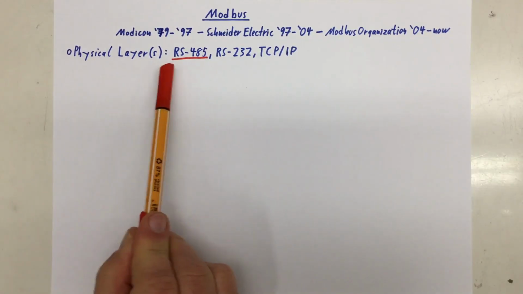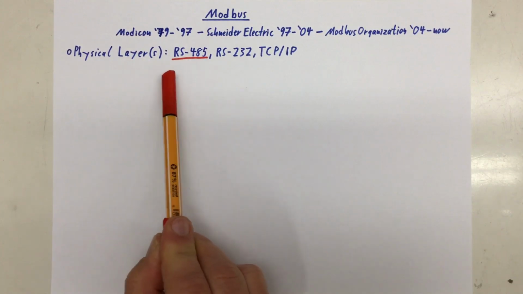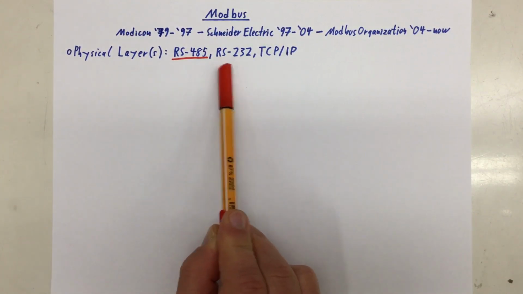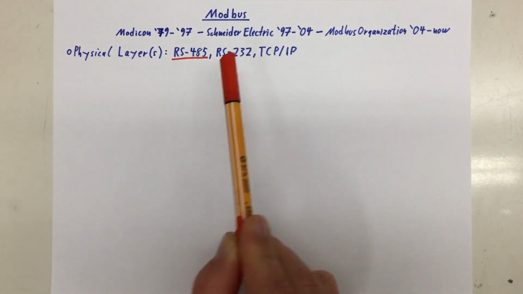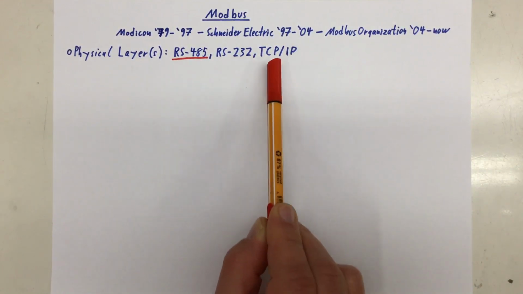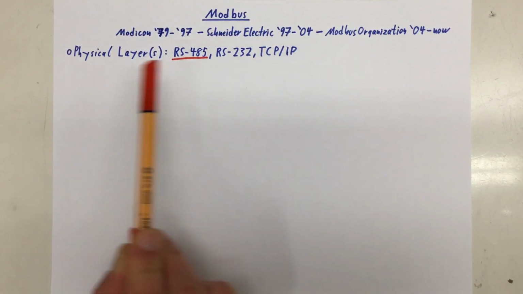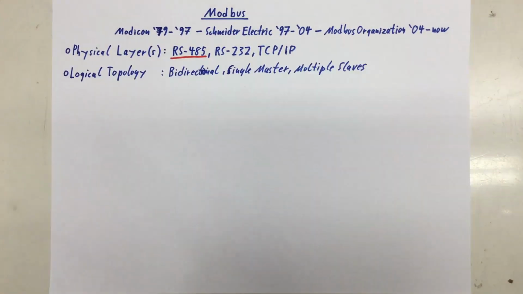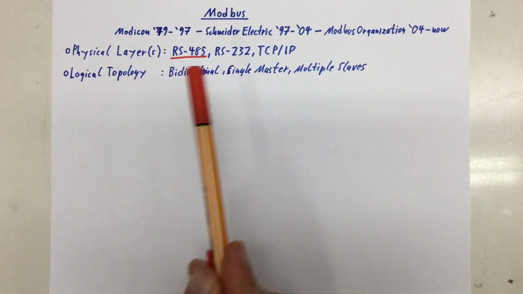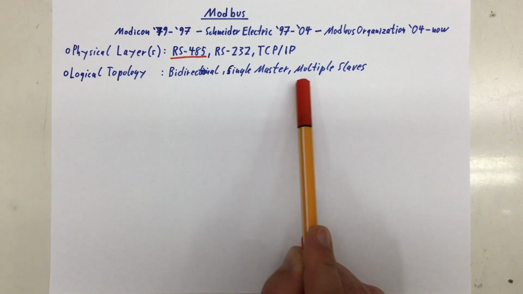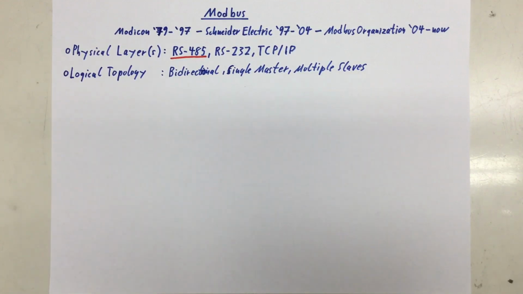Modbus can use different physical layers. Of course, RS-485, otherwise we wouldn't talk about it. Then RS-232, with some limitations of course, and TCP/IP, though TCP/IP is not really a physical layer. That would be your Ethernet. Its logical topology allows bidirectional communication between a single master and multiple slaves.